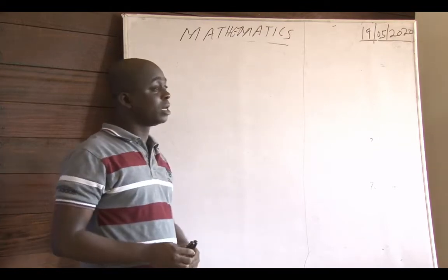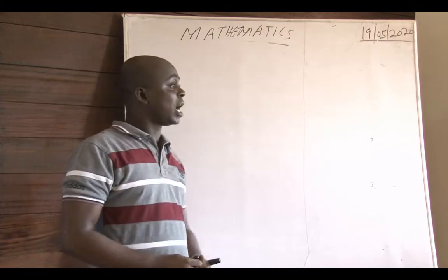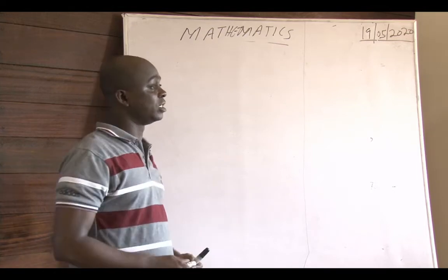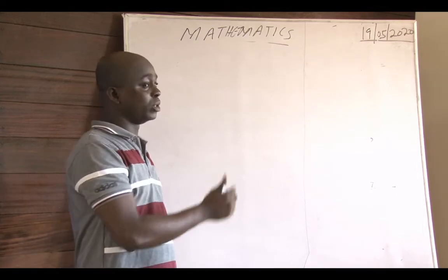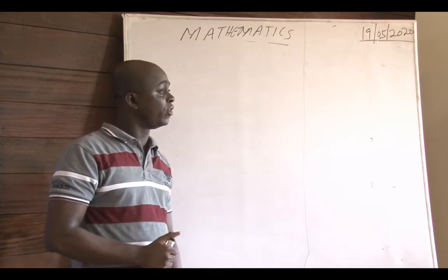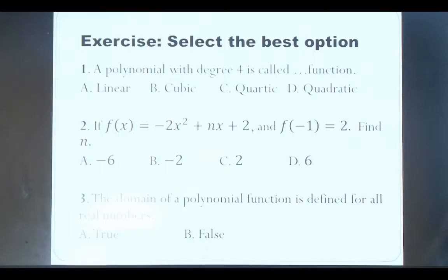Welcome back from our commercial break. We will actually be taking some exercises and taking calls for it. Our first 3 exercises are as projected on the screen. The first one: a polynomial with degree 4 is called what? This is objective in nature. The options are linear, cubic, quartic, and quadratic. Pick your option.